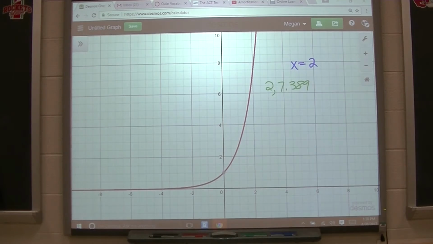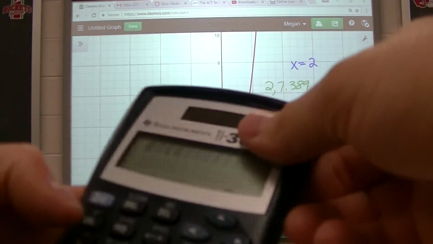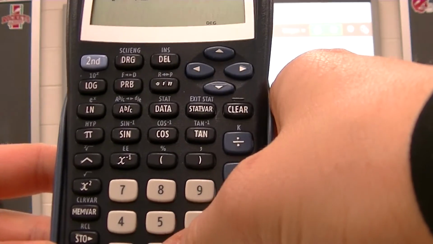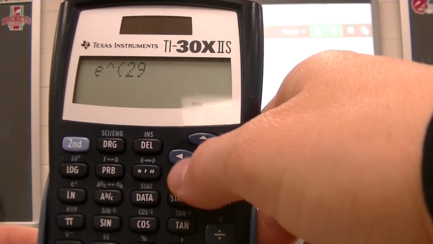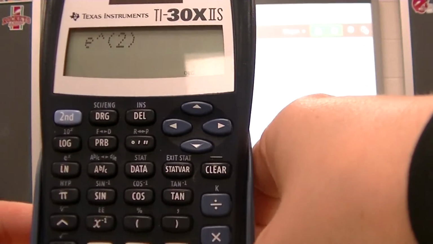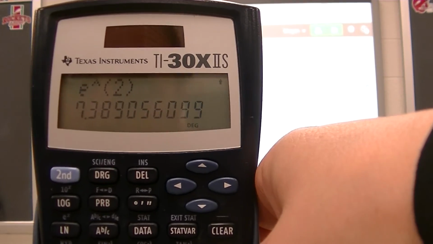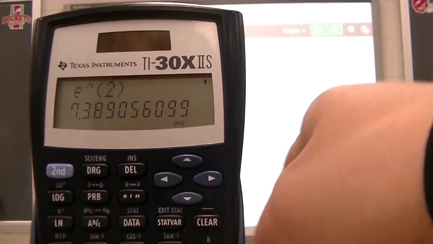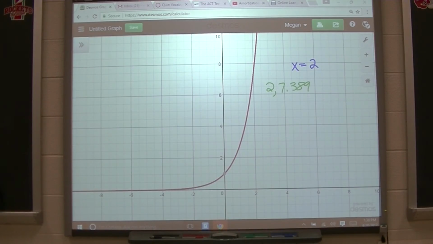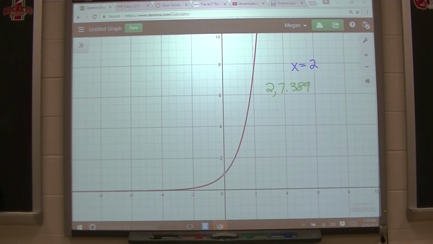Or if all else fails, you can always just use one of these calculators and do second, natural log, and there's e to the power of x, so e to the power of 2 is 7.389056099, or rounded, 7.389. Not the most difficult thing you have to do.